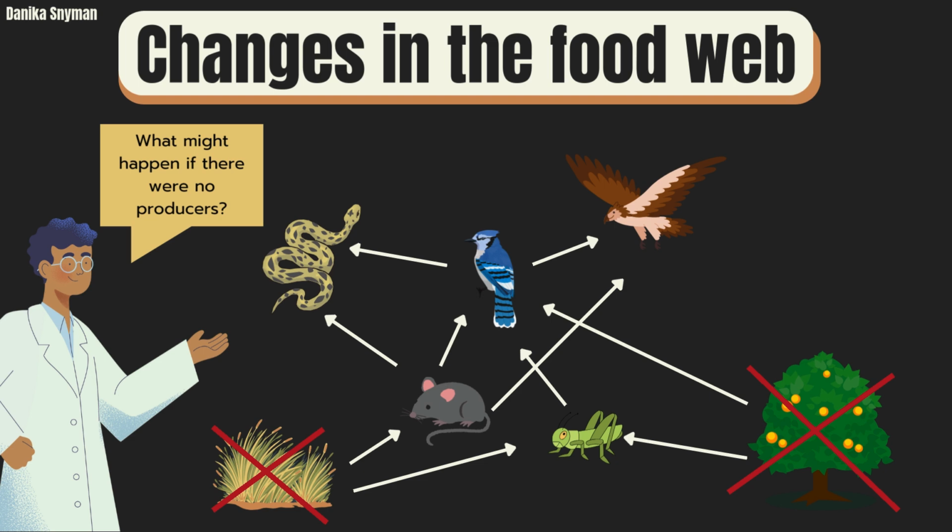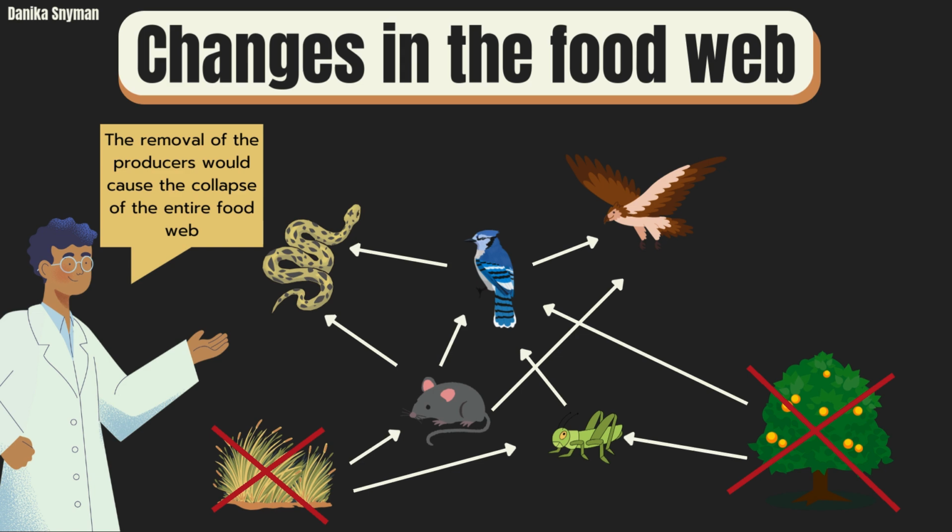Now think about this. What if there was no grass, no trees, and no plants? That would be a big problem. The producers are the start of the food web, so if those aren't there, that would be a problem. If there are no plants, the animals that eat plants will have nothing to eat. Then the animals that eat those animals will also be hungry, and so on. So all the animals will start to starve because there's nothing to eat. So the food web could fall apart and everything can die.